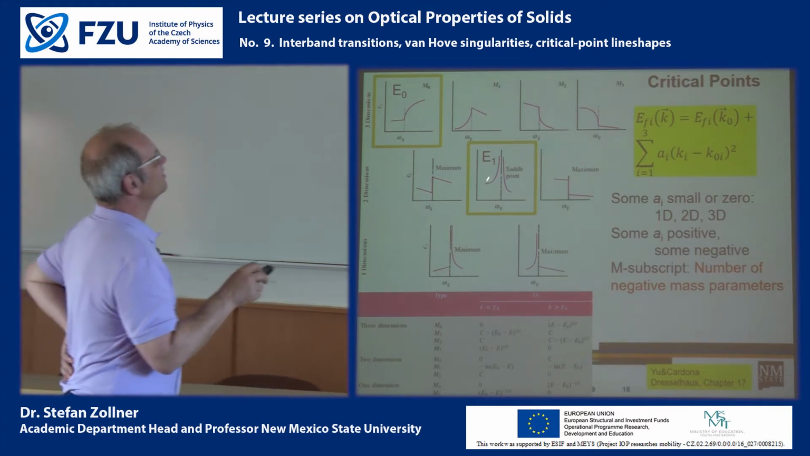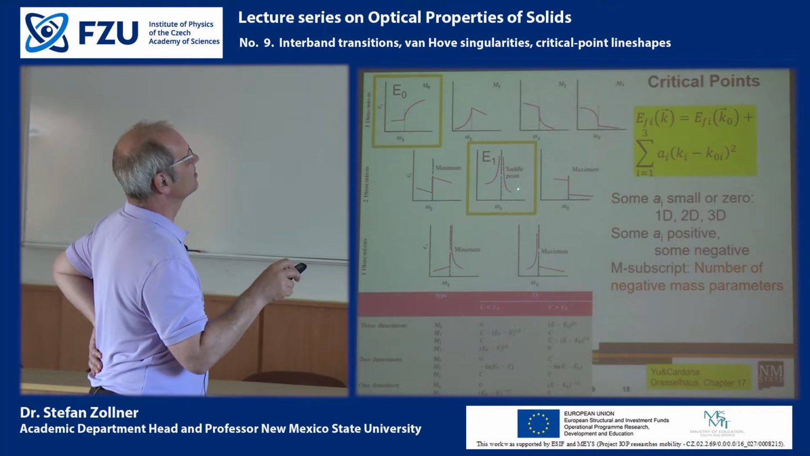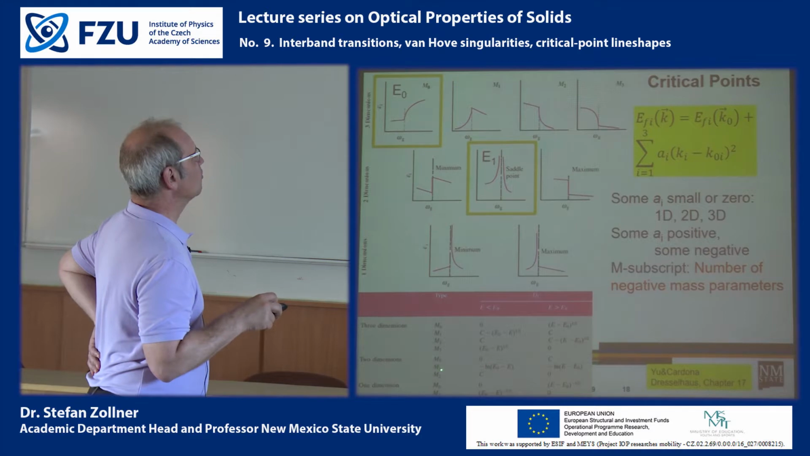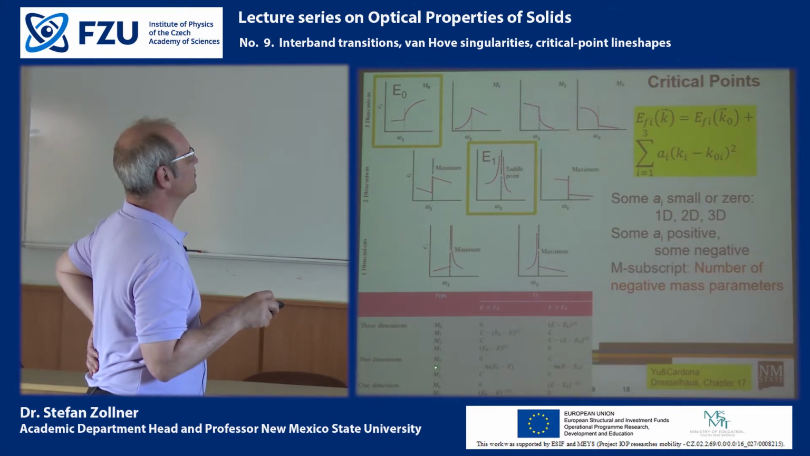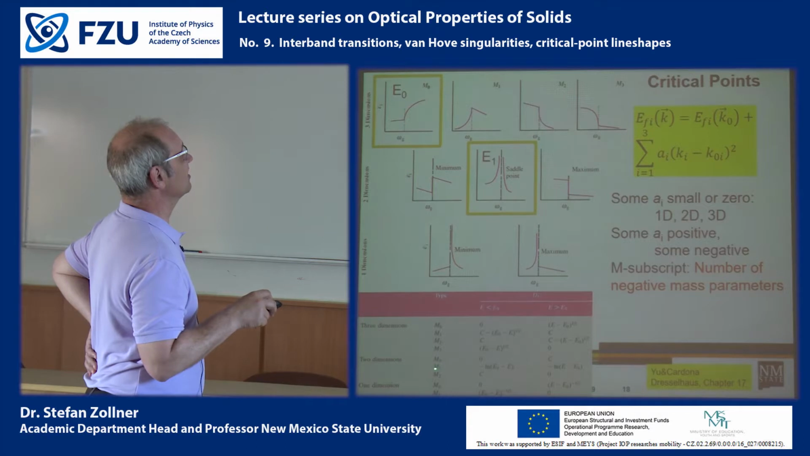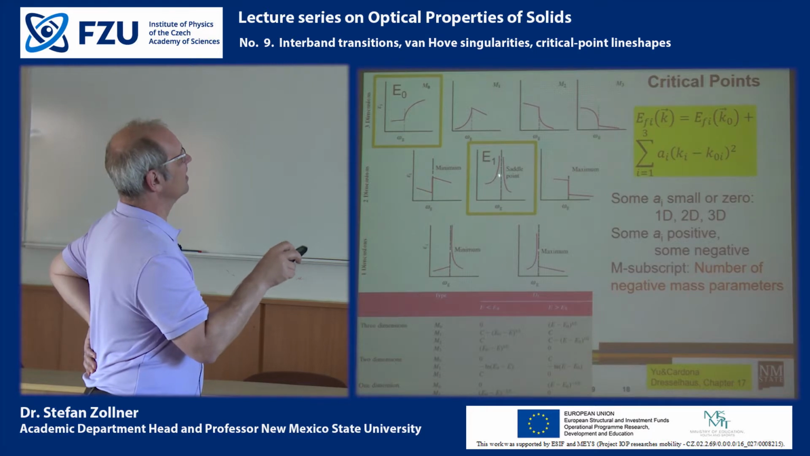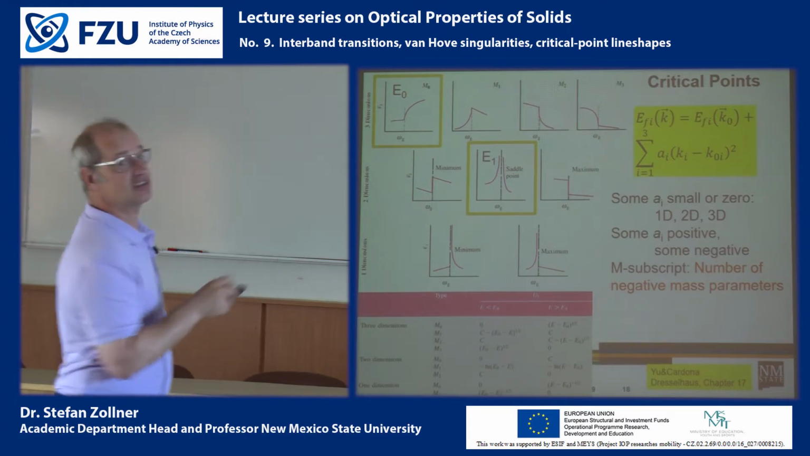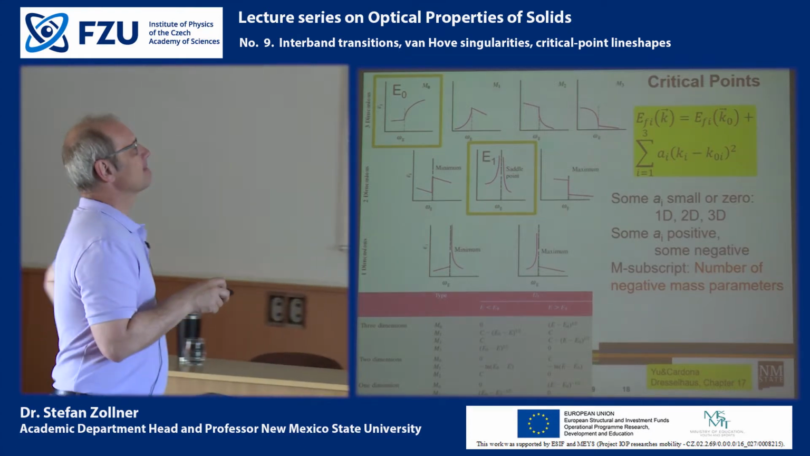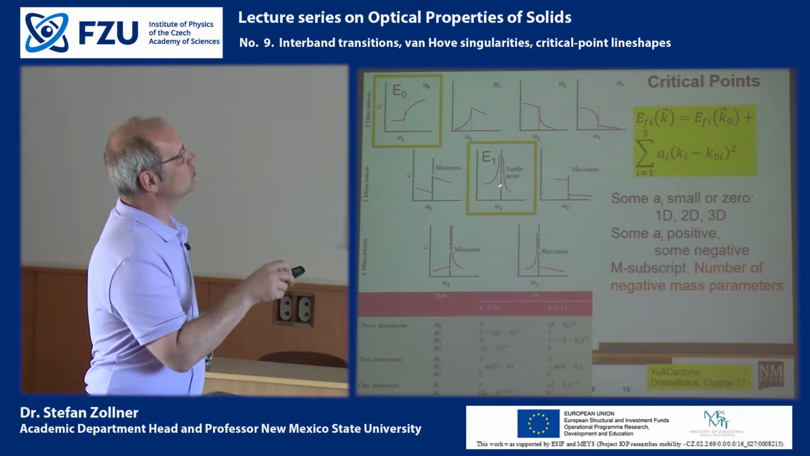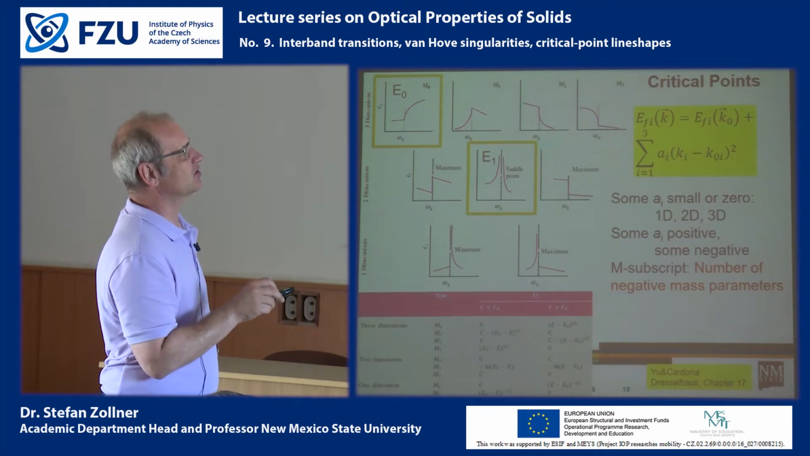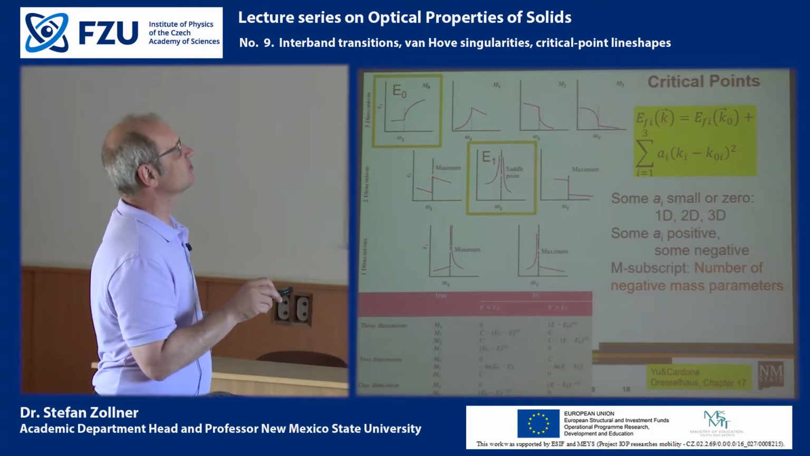And this is a saddle point exciton because one of the masses is negative and the other two masses are positive. So this is a saddle point exciton, and that gives us a logarithmic singularity. And these are the two most important types of critical points of Van Hove singularities that we can find.